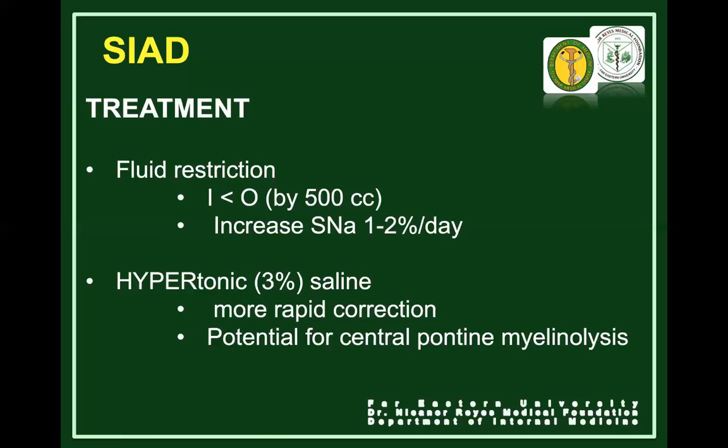Do not correct wholly, because after that, you can just do fluid correction, and after some correction, the patient will improve. Now, if you correct abruptly, you can have a potential for central pontine myelinolysis, wherein this is irreversible. So what happens is that if you rapidly correct, the dehydration can cause an overhydration, that's why you will have swelling.